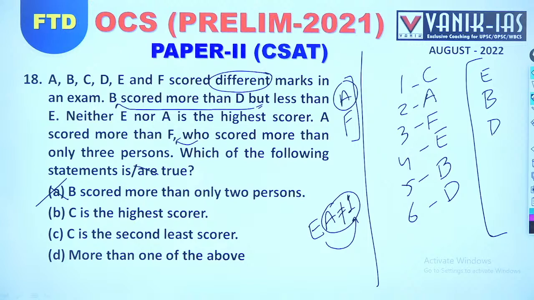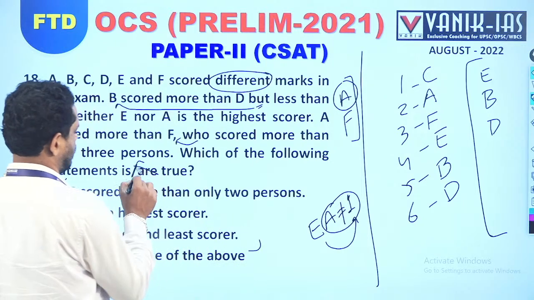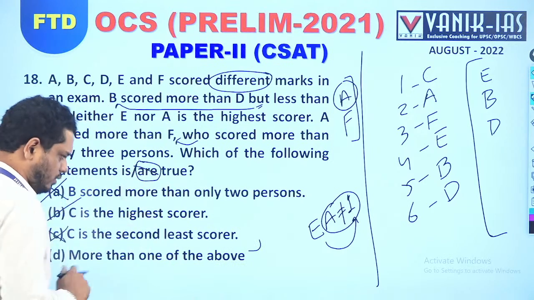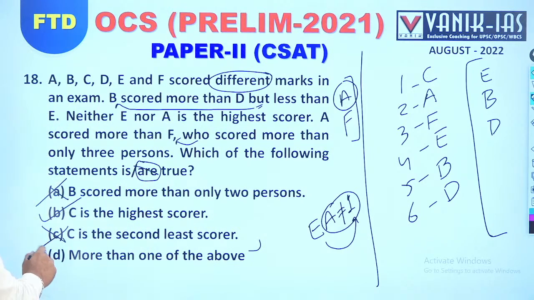C is the highest scorer. This is correct because C is in the top. C is the second least scorer is wrong. More than one of the above is the reason for R. It means that was correct one. But no need to go for more than one because we have a single type of choice, that is B. Here it is, the answer is B of question number 18.